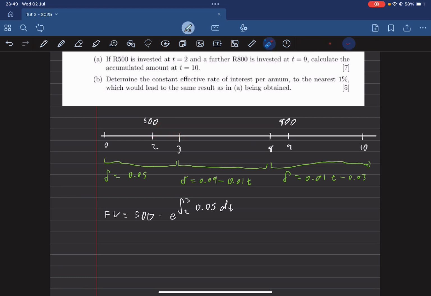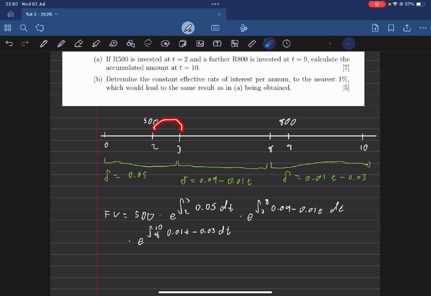So now we want to move it from time 3 to time 8, because that's where it changes again. So now we're going to multiply it by e to the power of the integral from 3 to 8 of 0.09 minus 0.01 t dt. Cool. Now we've moved it to time 8, now we just move it from 8 to 10. So we're going to multiply that by e to the power of the integral from 8 to 10 of 0.01 t minus 0.03 dt. Cool.